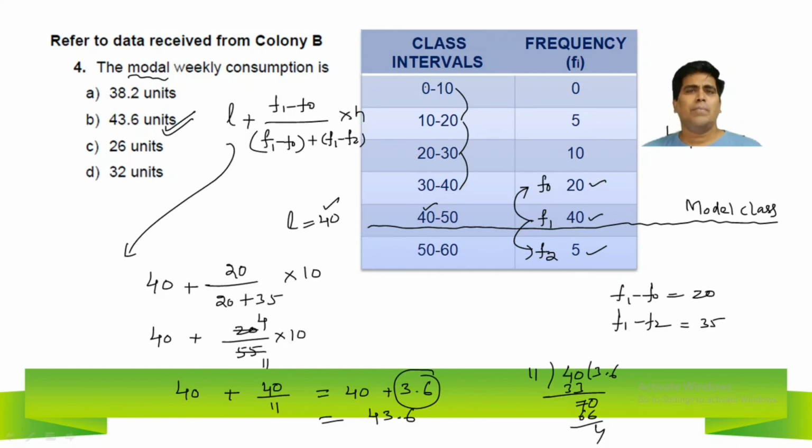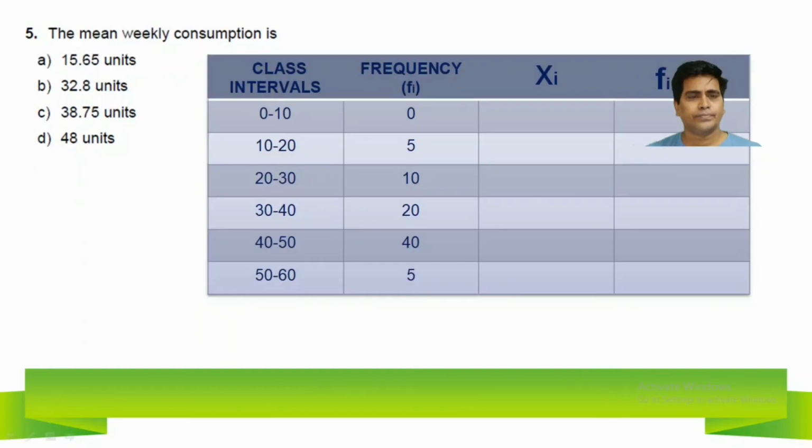So lengthy, but it is very easy. Why? Because you are already perfect in mean, mode, median. How to calculate the modal class for the grouped data, we'll do it very quickly. So question number 5, mean. Once again he is asking mean for colony B. So what is the average consumption of power for colony B?